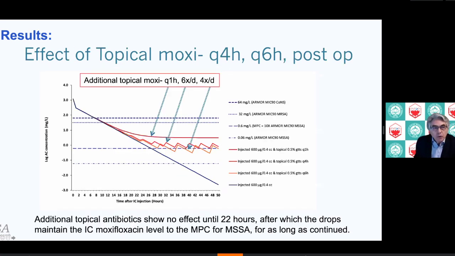How about if we give both? Well, here you see the line where if we gave it every 1 hour, and here's if we give it every 4, every 6 hours. So we get a level that's helpful, but really not that helpful. That's why we haven't been able to show that topical drops prevent endophthalmitis. It really only keeps at a level where you will kill the common sensitive Staph aureus, but not the resistant strains.